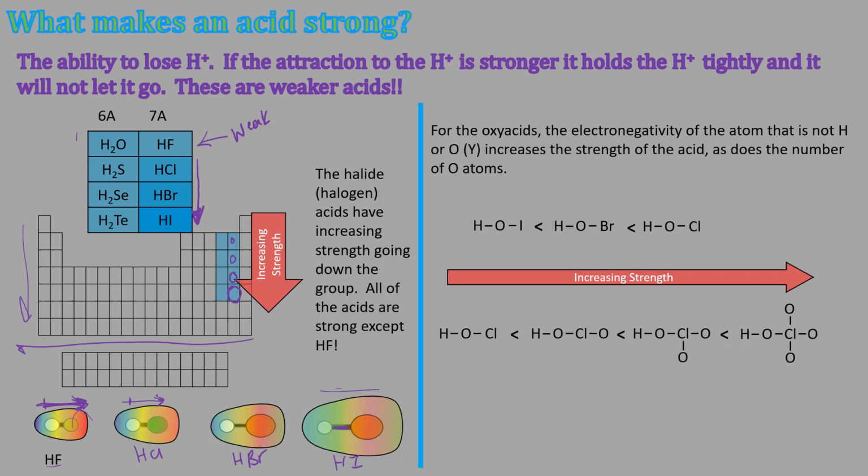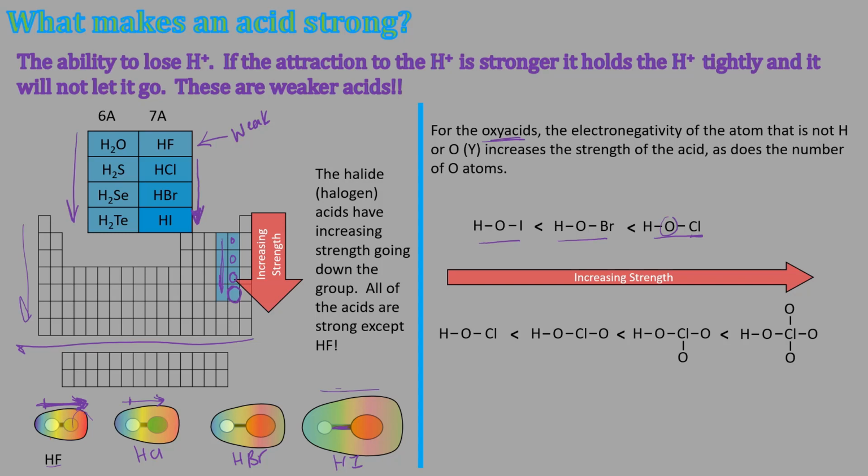And that is seen consistently going down any group that's bonded to hydrogen over here in the nonmetals. The stronger acids are going to be closer to the bottom. All right, and then for these oxyacids, so oxyacids are acids that have oxygen in them, right? So we have hypochlorous acid, hypobromous acid, and hypoiodous acid. The more electronegative the atom is, the stronger the acid gets. So it's the opposite of what's happening on the left side of the screen.